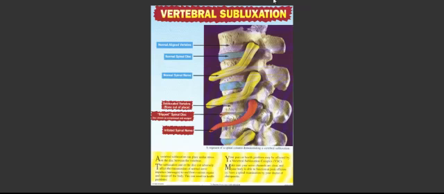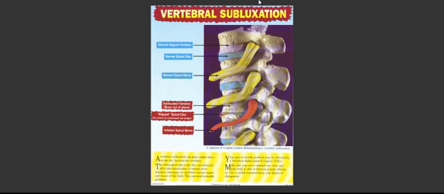Right now we're looking at the vertebral subluxation nerve chart. What that means is just a fancy term for if the joints are not aligned properly or not moving how they should in the body. And basically people ask why they have pain. This is one particular cause. If the joints aren't moving how they should or they're out of alignment, it will cause problems in the body.